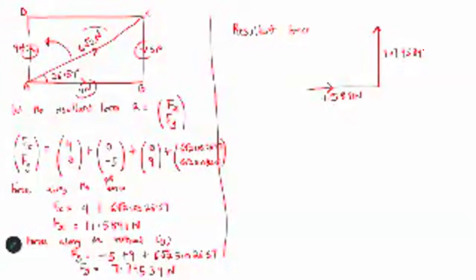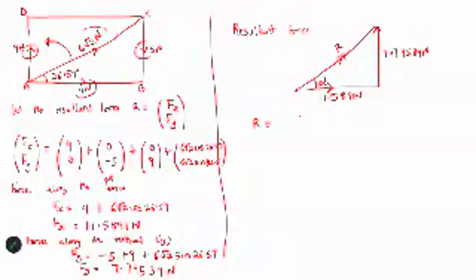So this is 11.5891 newtons, and what is your resultant? Your resultant is here. Resultant means from the starting point to the end point. So this is your resultant, and this is your angle for the resultant. Let me call it maybe alpha.